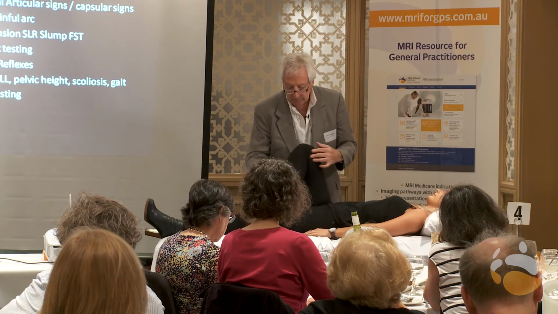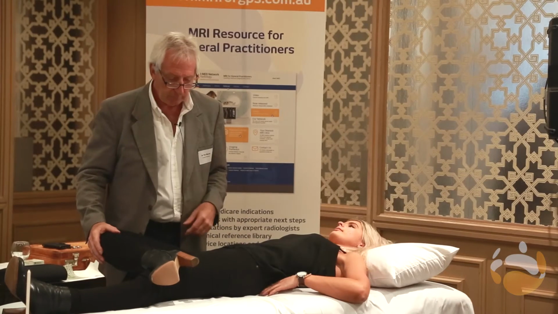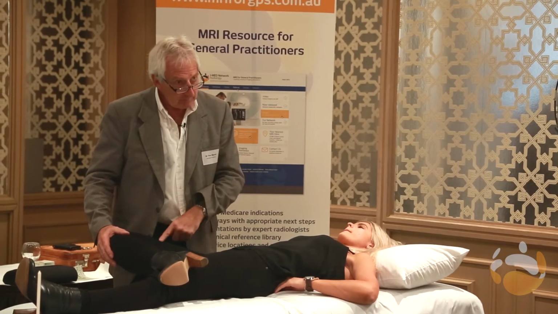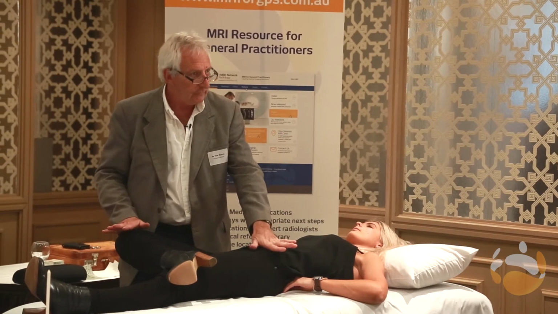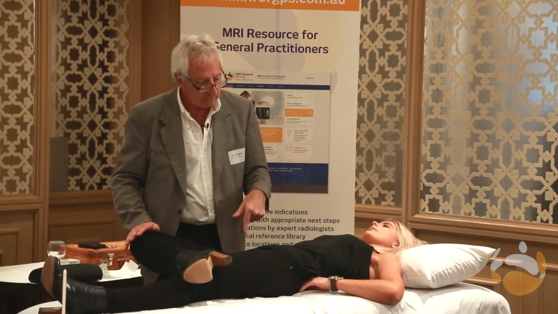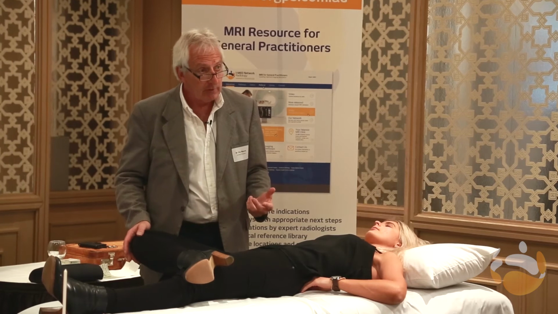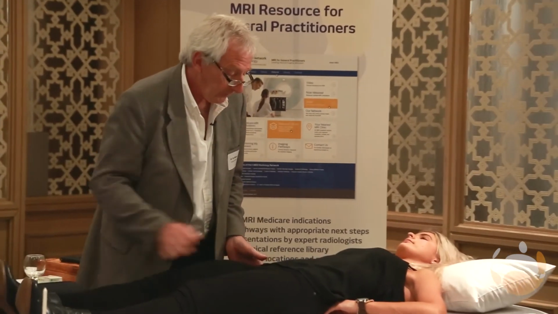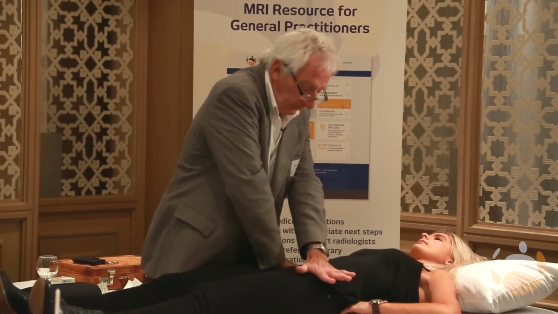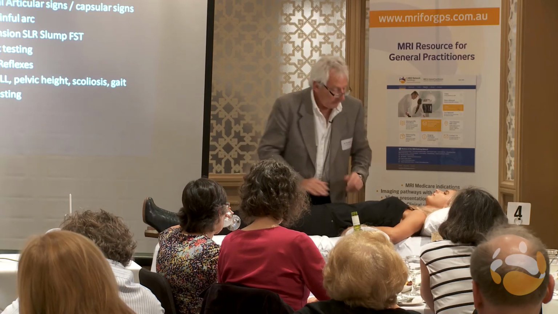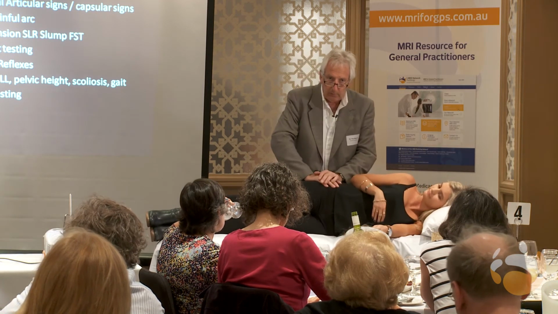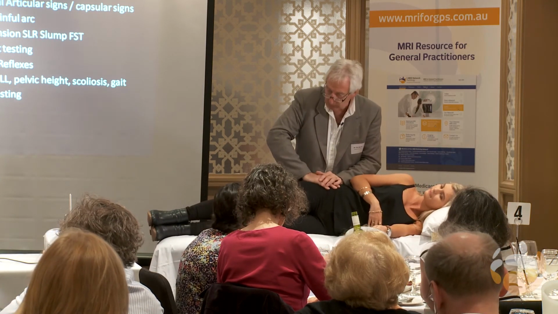And then there's the FABER test, which is flexion, abduction, external rotation. That can be positive for sacroiliac joint problems and also for gluteal tendinopathy, because in that position you're increasing the tightness of the gluteal tendons. And then the spring test, which is crossing your hands across like this. And then if you can go on your side, you can spring the sacroiliac joint that way.